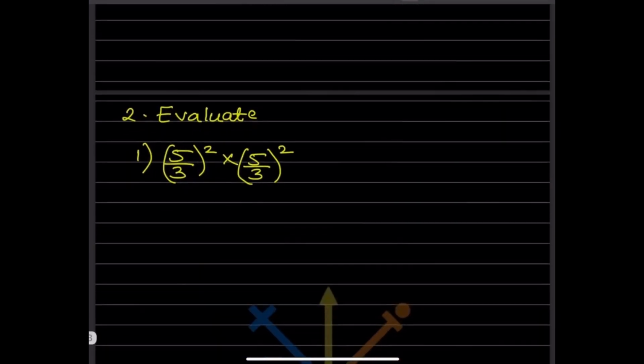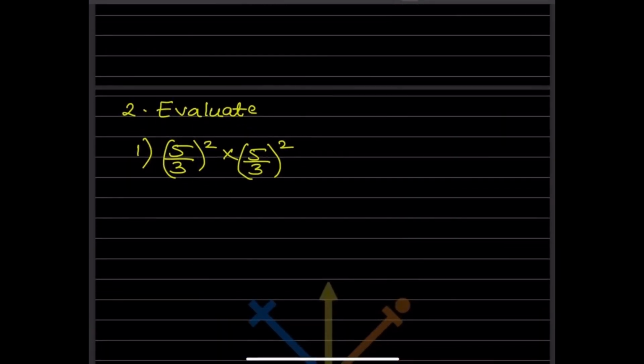Now let us look at the next one. Here you can see that the base is the same. So you know that a raised to m into a raised to n will be a raised to m plus n. Even the exponents are same, but now we are going to consider the base same. So what are we going to write here? 5 by 3 raised to 2 plus 2. That is going to be 5 by 3 raised to 4.